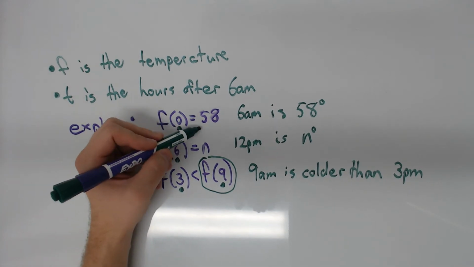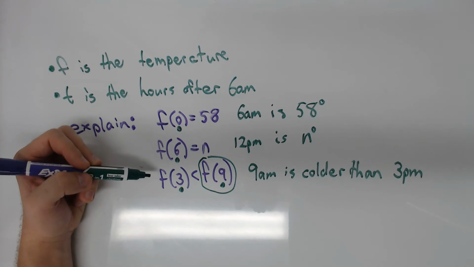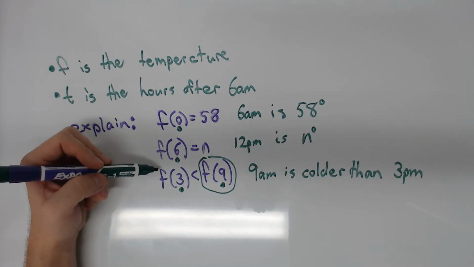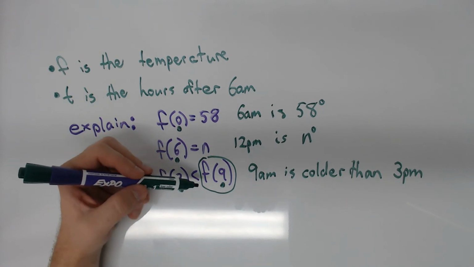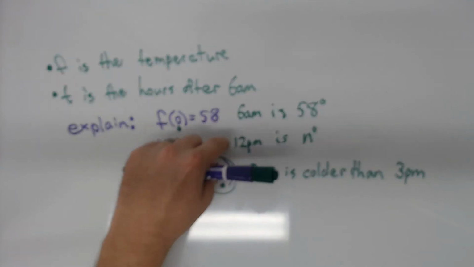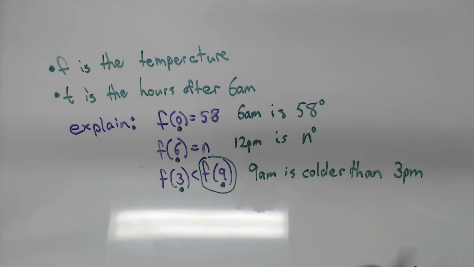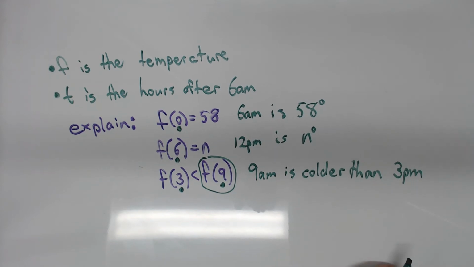And then whatever's on the other side of the equal sign should be the temperature, but in the third problem, we never compare a temperature. We know that the outputs can be compared. 9 a.m. is colder, but we don't have any specific temperatures for that one. So try to read and understand what I did here. I tried to explain myself, but this is something I'd almost expect you to come to class with questions on.